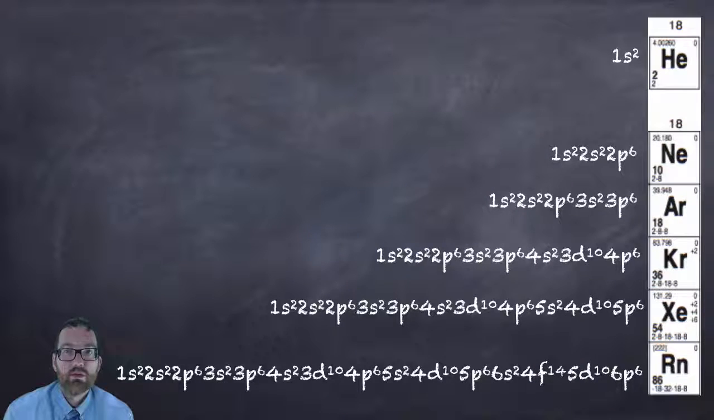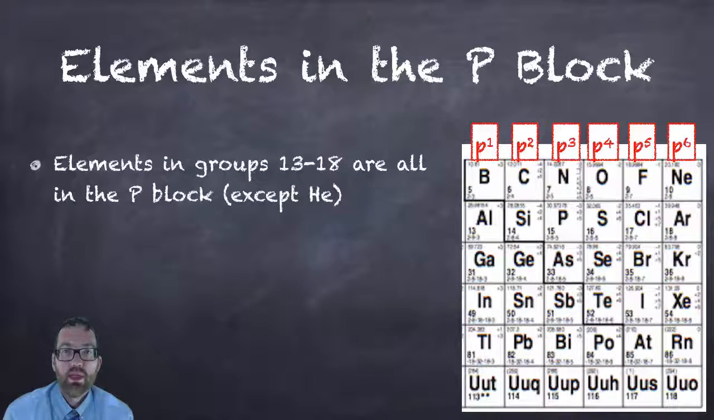Okay, let's look at group 18 here, the noble gases. You can see besides helium, they all end in p6. And they're the sixth element over on this side of the periodic table. So this is what we call the p block. From boron over to neon and on down, this is the p block.